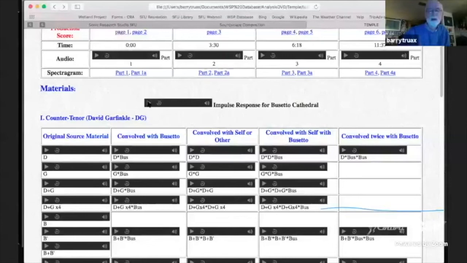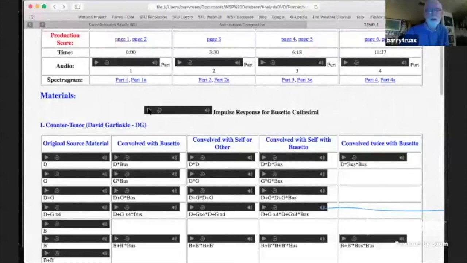So this is a bit loud and sudden, but I think you can manage it. But this is actual complex reverb. I'll play it again.